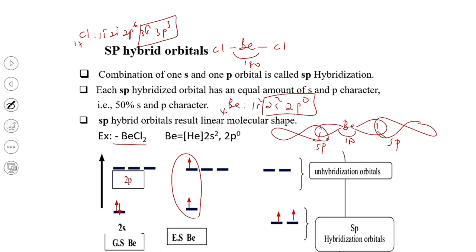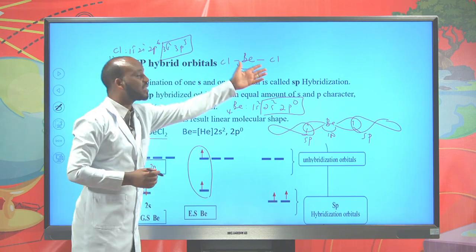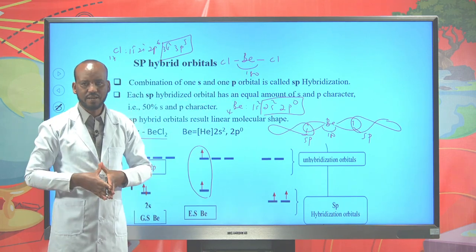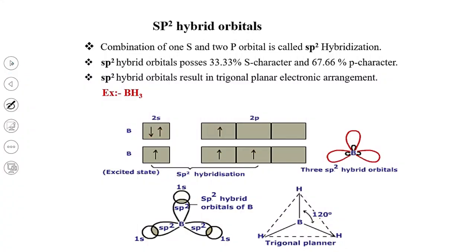This is SP hybridization, when S atomic orbital is mixed or hybridized with P atomic orbital. The resulting hybrid orbitals are SP. Two SP hybrid orbitals.